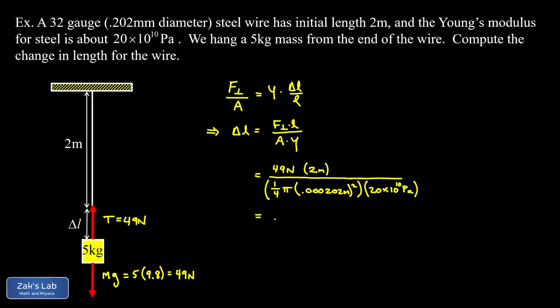And when we run the numbers on this to 3 significant digits, we get 0.0153 meters. And it might be nicer to express that in centimeters as a stretch of 1.53 centimeters. And that seems like a pretty reasonable answer here. We have a slight stretch of 1.5 centimeters when we hang 5 kilograms off of this wire.